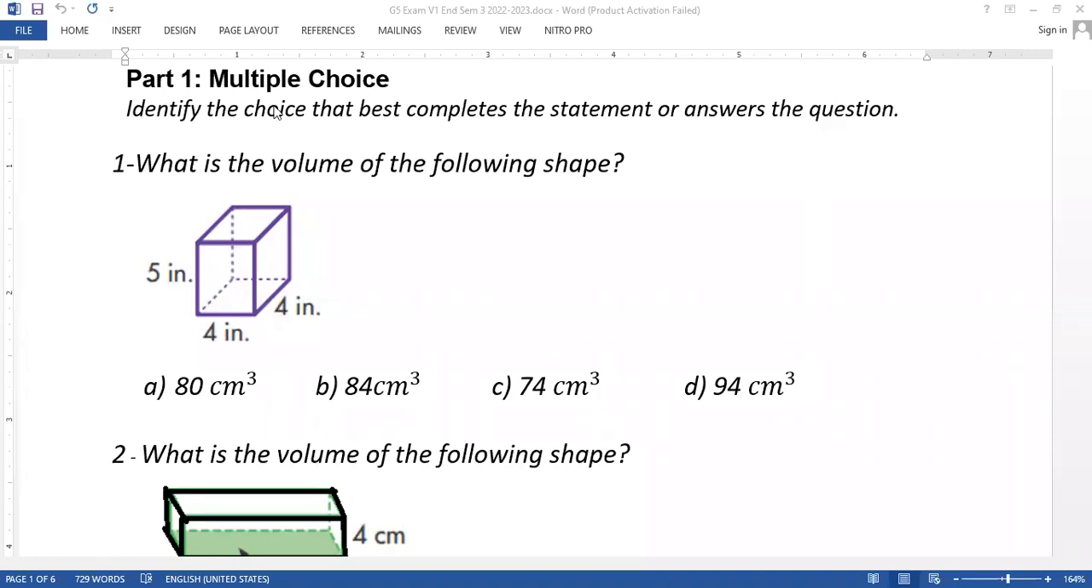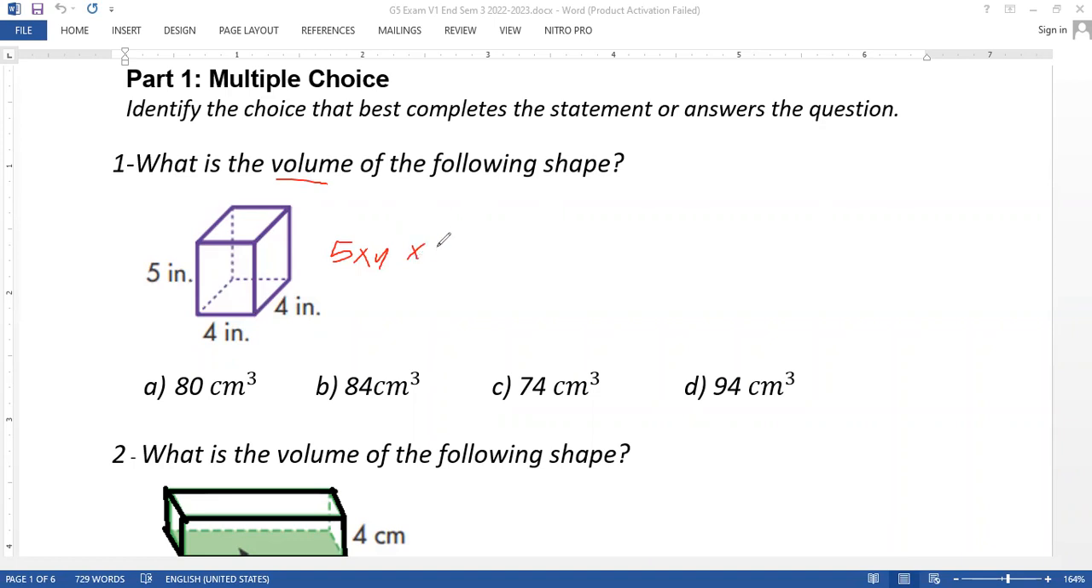Today we'll discuss some of the ideas and concepts important in this worksheet. Question number one: what is the volume of the following shape? Of course, this shape is a rectangular prism. So to find the volume, we need to multiply length by width by height. So we multiply 5 by 4 by 4.